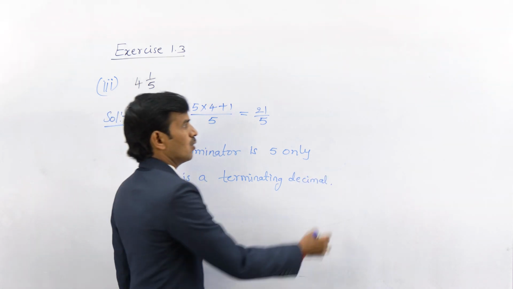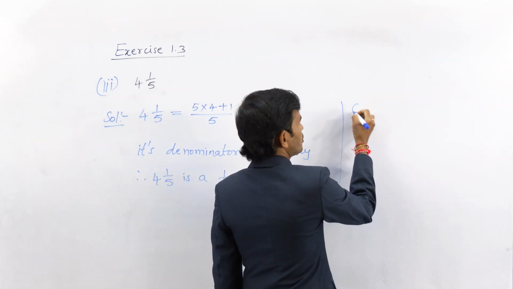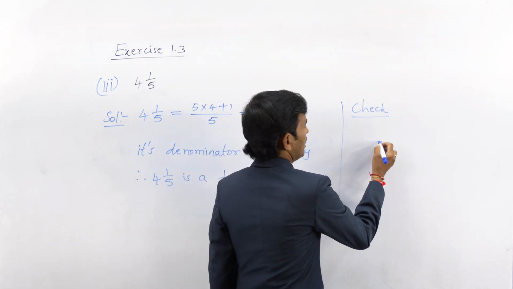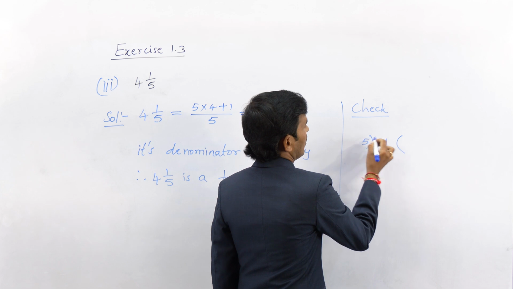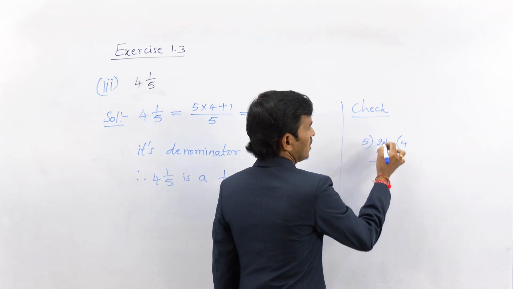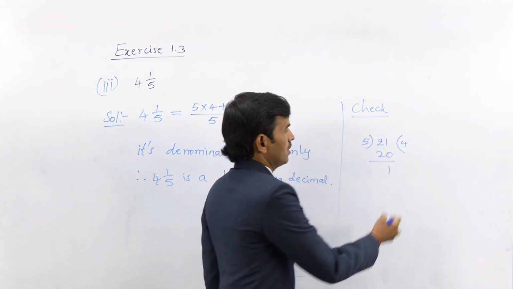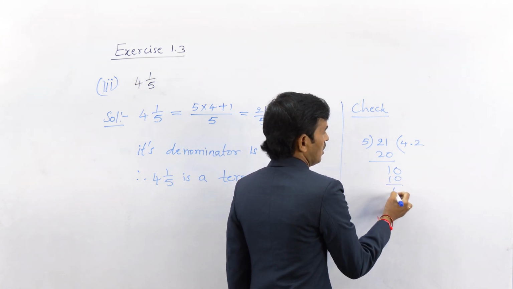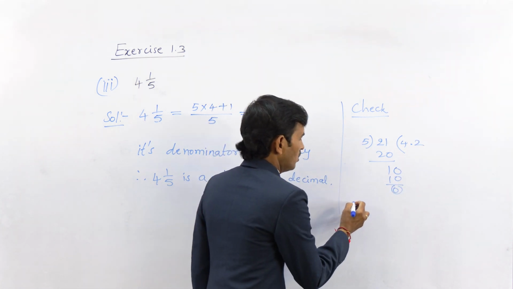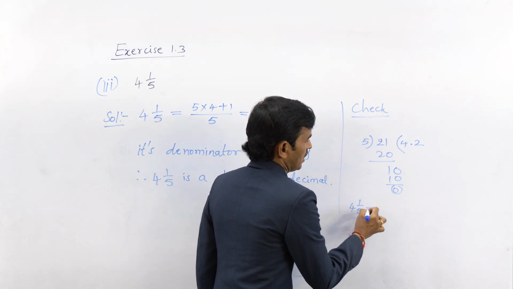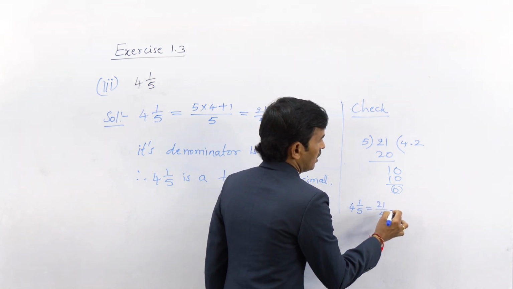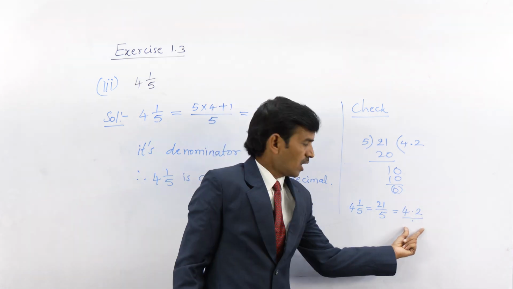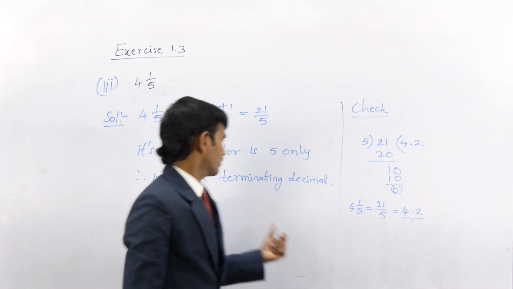If you have any doubts, we can also check by actual division. So let us divide 21 by 5. 5 fours are 20, 1 left. So take the decimal point and 0. 5 twos are 10, remainder is 0. Therefore 4 into 1 by 5 is nothing but 21 by 5, whose value is 4.2. It is a terminating decimal value.